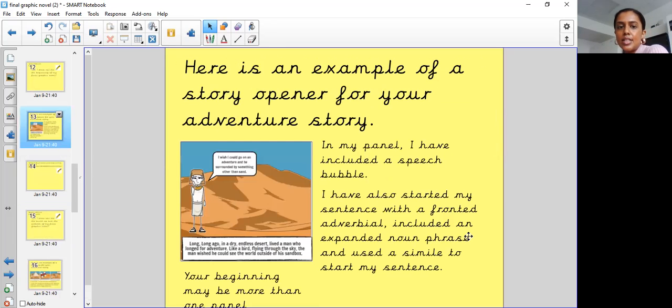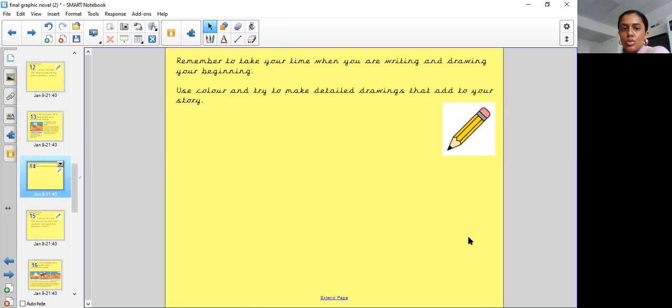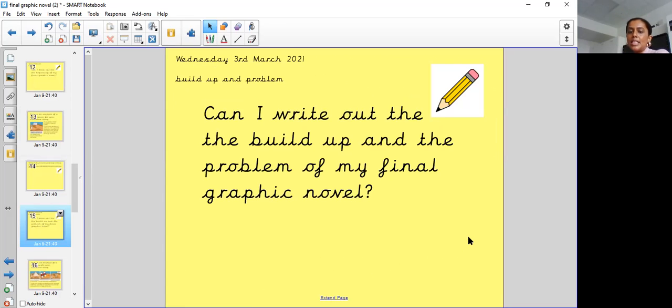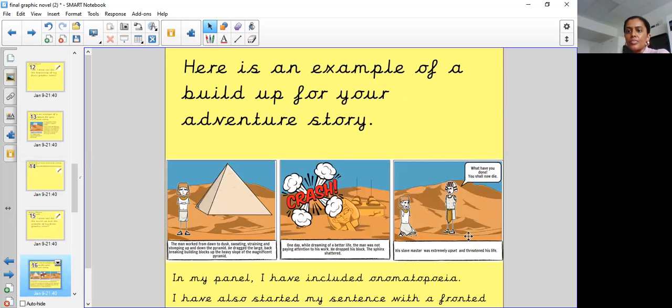So in yesterday's lesson, your activity was to have a go at writing your opener for your adventure story. The aim of that was to use your planning from your box up to help you write the opening of your adventure story. So what we're going to be doing today is writing out the build-up and the problem of your final graphic novel. So I'm going to show you again an example of a build-up for your adventure story, and I'm going to show you my example.